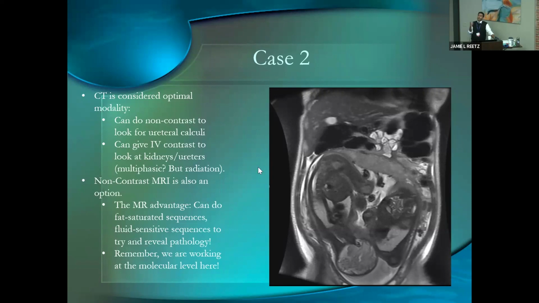Again, I know with MRI, I can manipulate those sequences. I can bring the fluid out more. I can do different things to look at those pictures, even though I can't give contrast. And again, we're working on that molecular level here, so we can manipulate all that stuff. And so again, this is the patient.